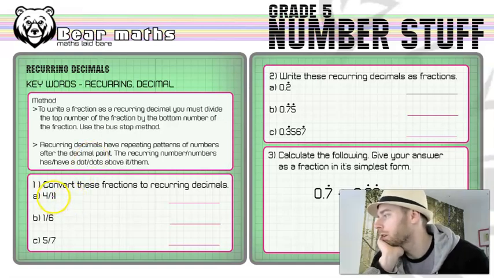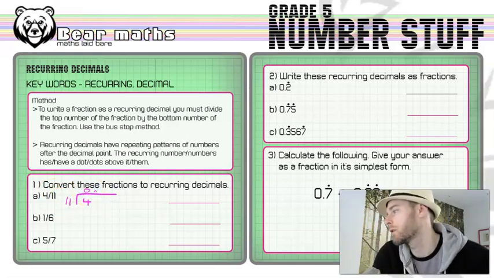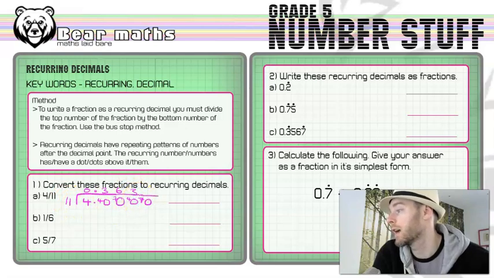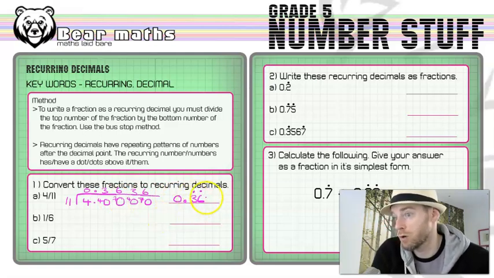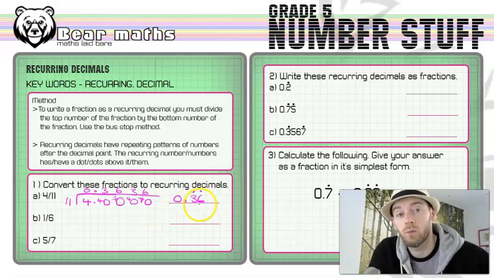Right, so 11 needs to go into 4. 11 needs to fit into 4. So 11 on the outside of the bus stop and 4 on the inside. 11 does not fit into 4, so we put the decimal point in, carry the 4 over next to a 0. 11 goes into 40 3 times, and there's 7 left over once you've done that. So you go 11 goes into 70 6 times, and then there's 4 left over when you've done that. So 11 goes into 40, and it just carries on like that, and you just get your recurring number that way. So 0.36, and then you put a dot above the 3 and a dot above the 6 that shows that these two digits are the ones that will keep recurring.